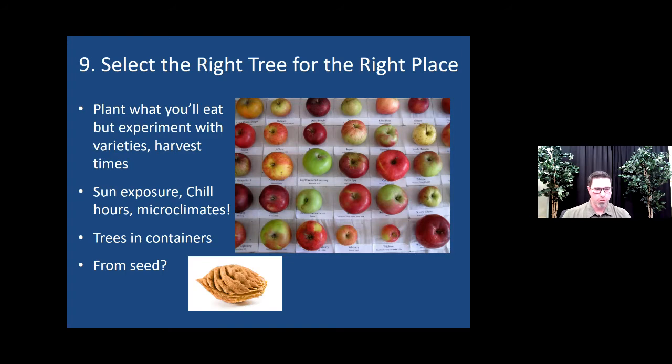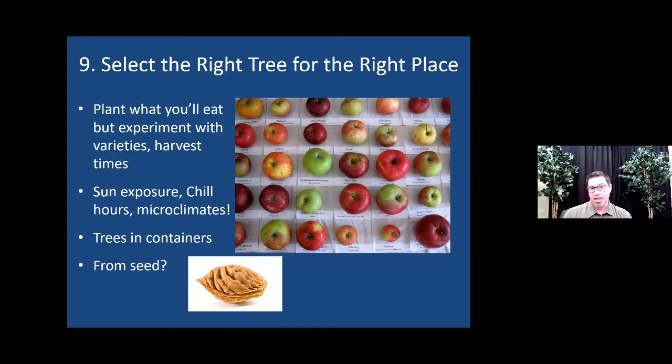Now, chill hours are the number of hours between 32 degrees and 45 degrees that a certain variety may need to actually break dormancy and make fruit. That's a very simple and straightforward way to explain it. But basically, the upshot is make sure that the fruit tree you're buying can actually grow in your area.